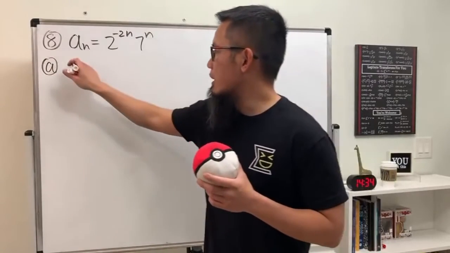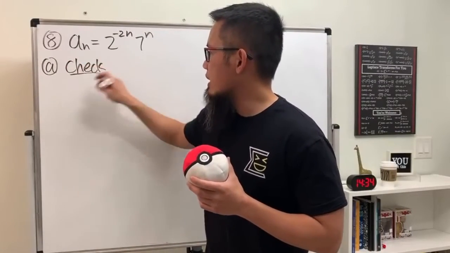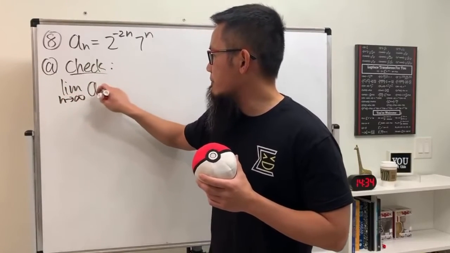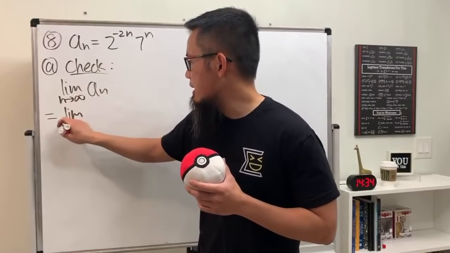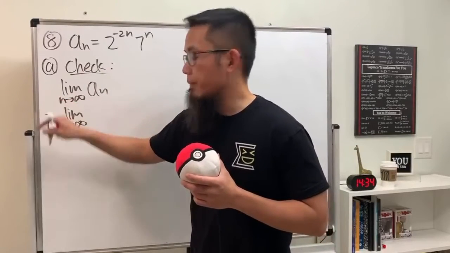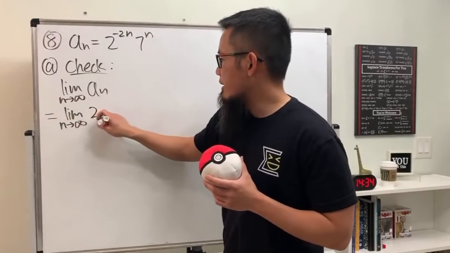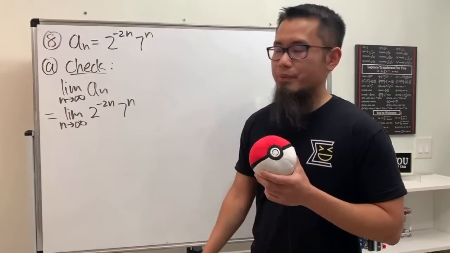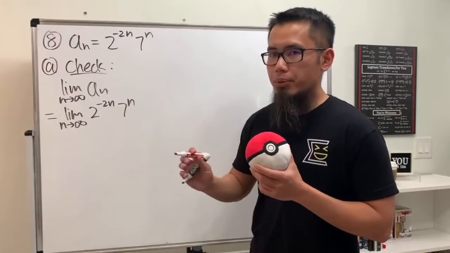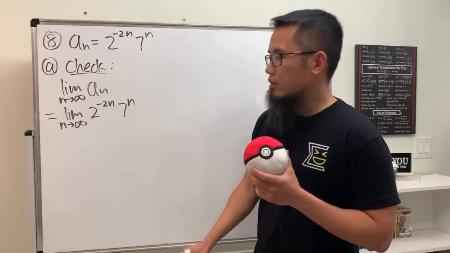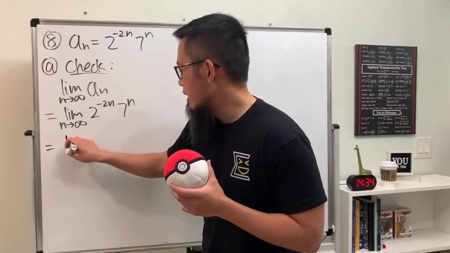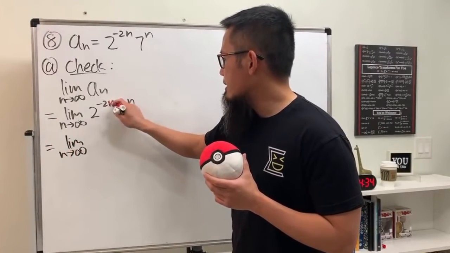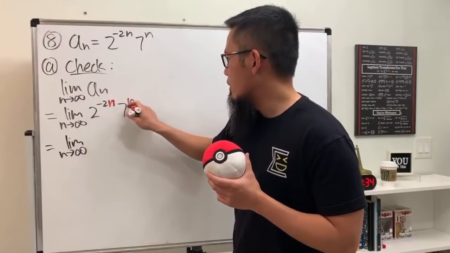Does an converge? Again, that means we are just going to check the limit as n goes to infinity of an. So this means the limit as n goes to infinity. An is that, so let's write that down, 2 to the negative 2n, and then 7n. Notice that both of them have n, so we can put the nth power on the very outside. So if you would like, you can look at this side, the limit as n goes to infinity. Again, this n and that n, we can just put that on the outside.